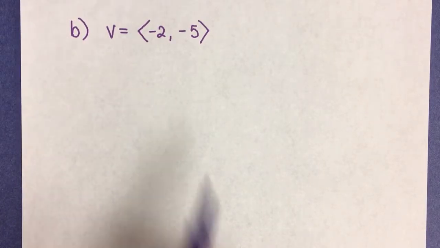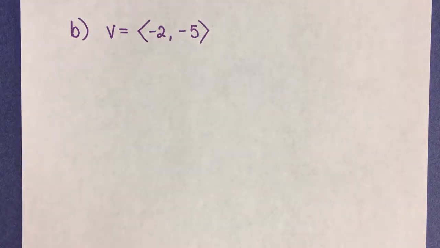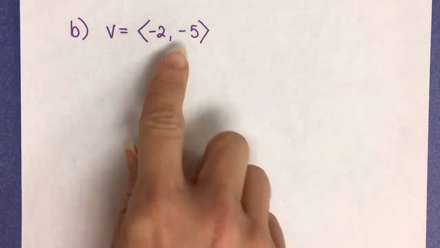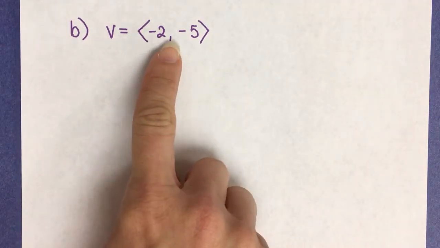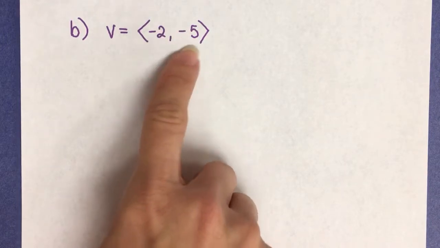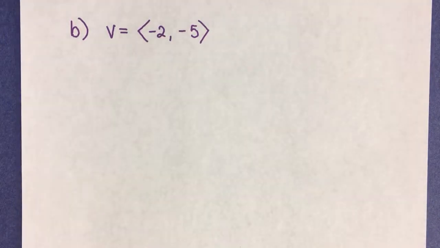You have the component form being -2, -5. So if you were to draw this one coming out of the origin, the end of this vector is actually going to be in the third quadrant. So you've got to keep that in mind whenever we're actually finding our angle, okay? It's really only going to affect the part where we actually put it into the calculator.